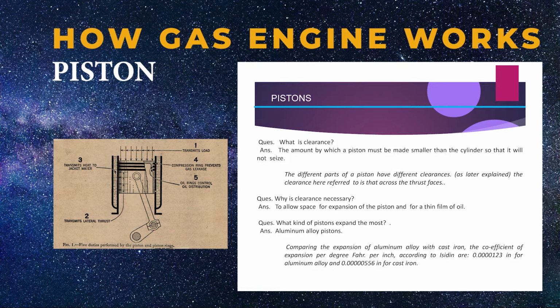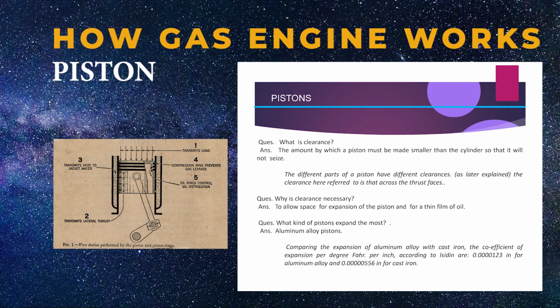The different parts of a piston have different clearances. As later explained, the clearance here referred to is that across the thrust faces. Question: why is clearance necessary? Answer: clearance is to allow space for expansion of the piston and for a thin film of oil. Question: what kind of pistons expand the most? Answer: the pistons that expand the most are the aluminum alloy pistons.